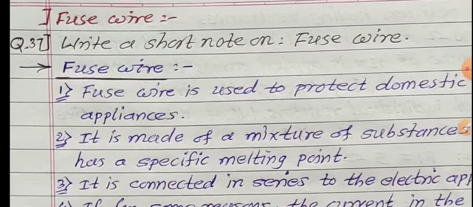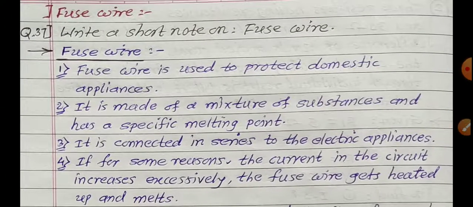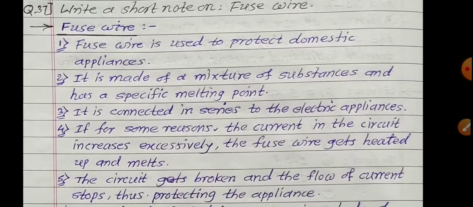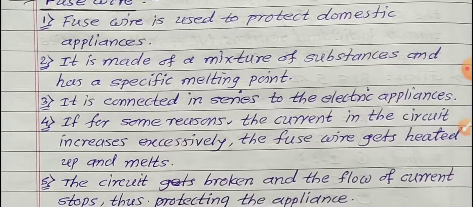Next, question number 37 is given. Write a short note on fuse wires. So whatever explanation is given in our textbook, we write point wise. Fuse wire is used to protect domestic appliances.